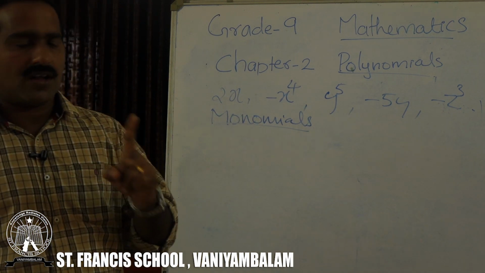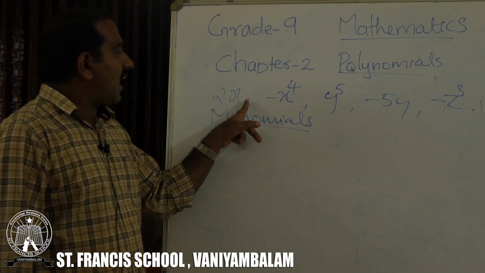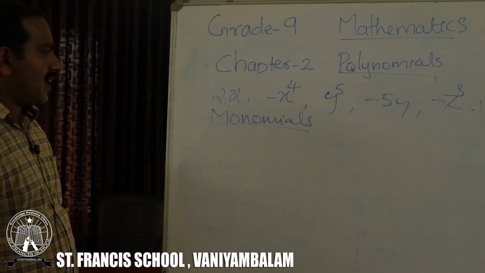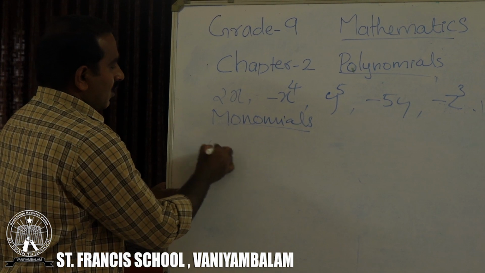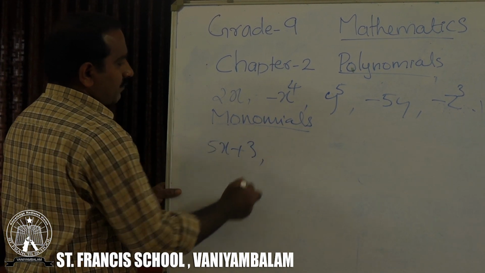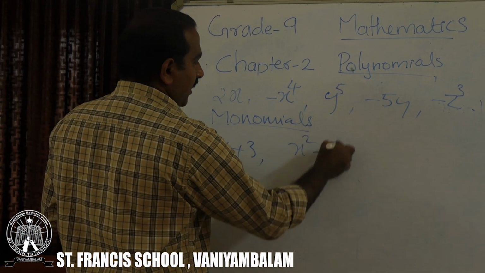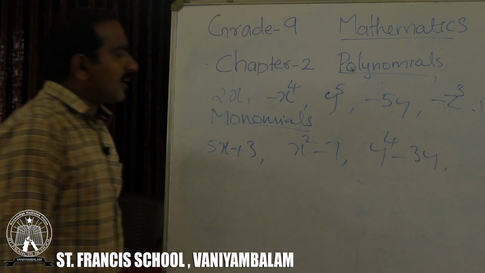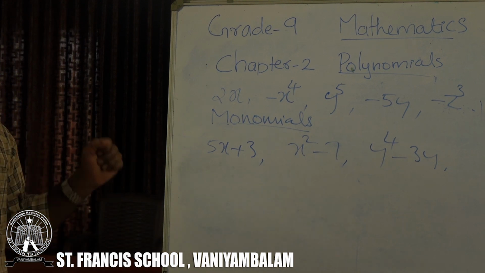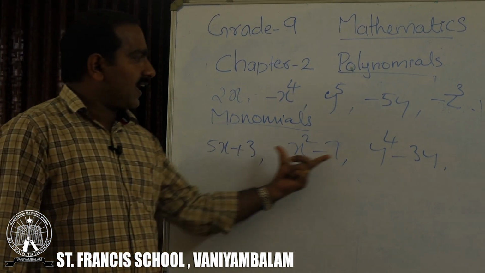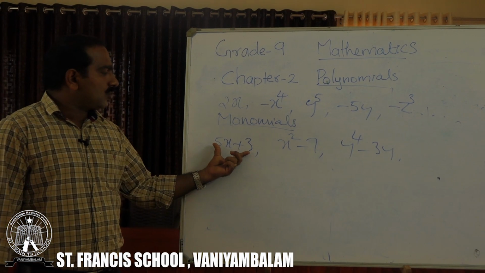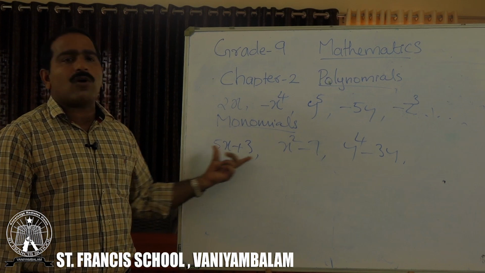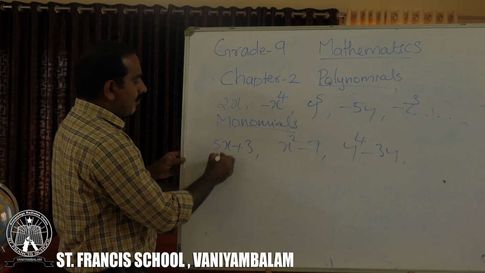Mono means one. So these polynomials have one term, so they are called monomials. Then another type: 5x plus 3, x squared minus 7, y to the power 4 minus 3y, etc. Consider these polynomials. How many terms are there? Clearly we can see there are two terms. They are polynomials with two terms. Such polynomials are called binomials.